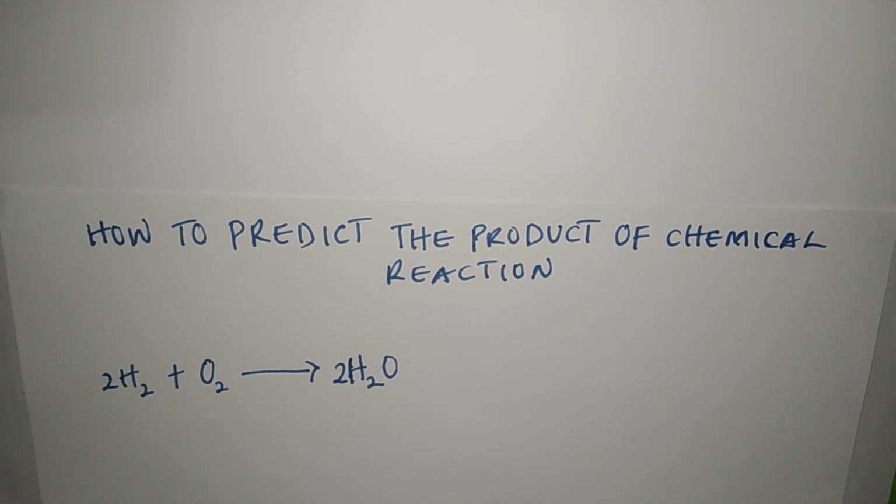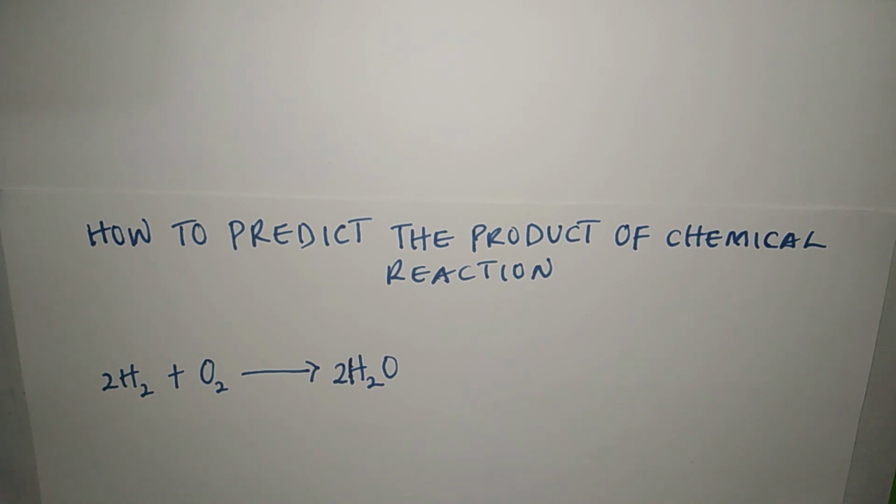Now, in order to predict the product of a chemical reaction, you need to know the types of reaction that are occurring. There are several types of reaction, including synthesis, decomposition reaction, single replacement reaction, double replacement reaction, combustion reaction. And also, in addition to knowing the type of reaction, you also need to know the reactivity series of elements. Metals like potassium, sodium are highly reactive and will displace less reactive metals from their compounds.